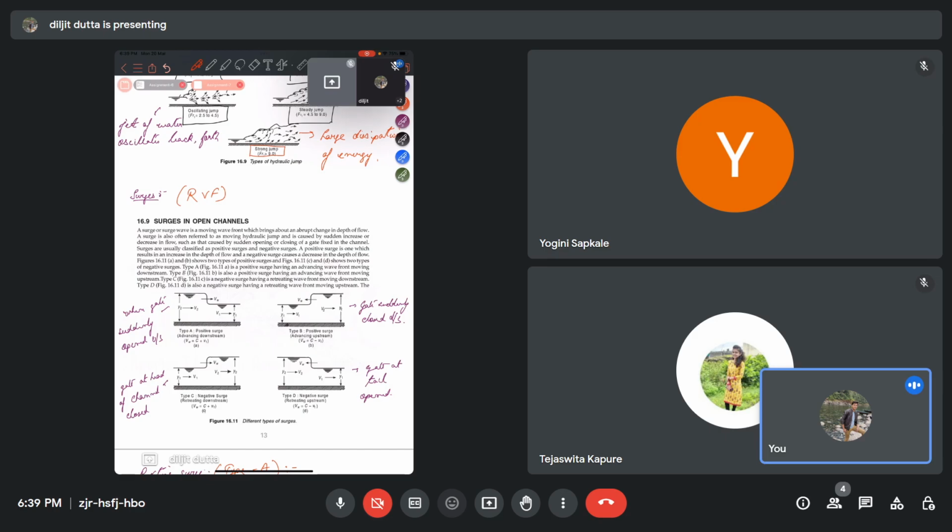And the surge can change the depth of the flow. So based on how a surge is changing the depth of the flow, we call it a positive surge or a negative surge. A positive surge is when it is increasing the depth of the flow downstream, and a negative surge will decrease the depth of the flow downstream. So there are 4 types of surges. First one is type A positive surge. In this type of positive surge, the surge will be moving downstream and will increase the depth of the flow downstream.